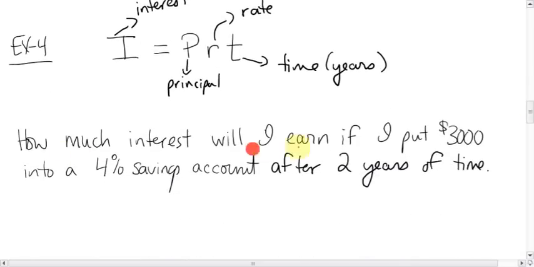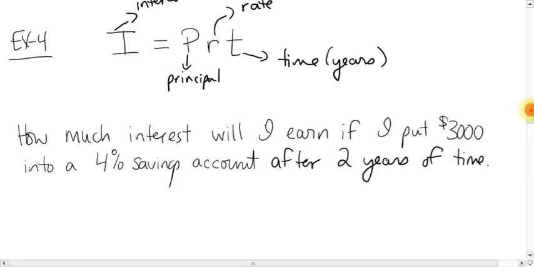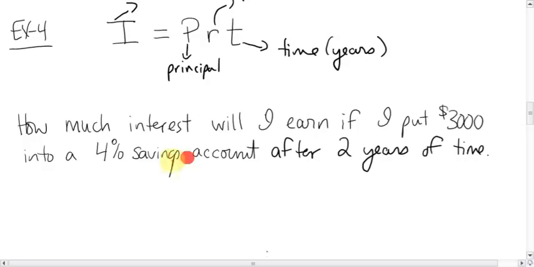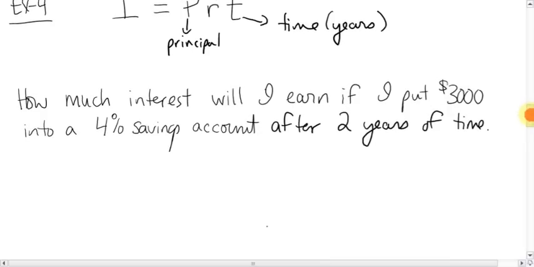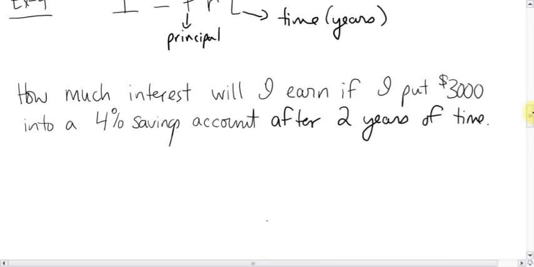How much interest will I earn if I put $3,000 into a 4% savings account after 2 years of time? So how much interest will I get after 2 years? Interest. So in this case, we're getting interest because you, or I in this case, are putting in a big chunk of change, some money, into a savings account. So how much free money, how much interest will I get if I'm putting $3,000 into the bank for 2 years? Well, let's figure out the formula here.